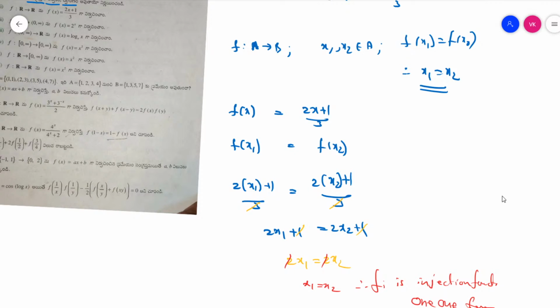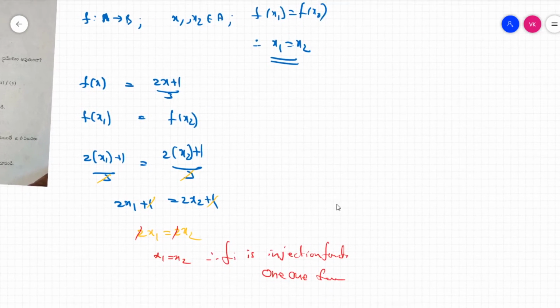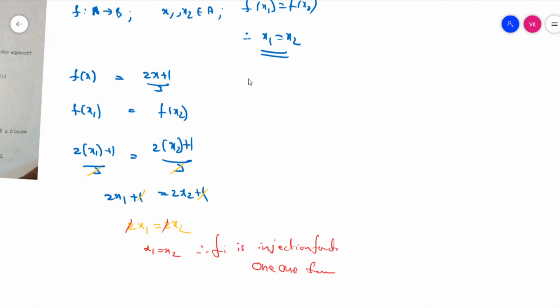Next, we have to prove whether it is a surjection function or not. Okay, let's take f of x is equal to y, which is equal to 2x plus 1 by 3. Then 2x plus 1 by 3 is equal to y, which implies 2x plus 1 is equal to 3y.